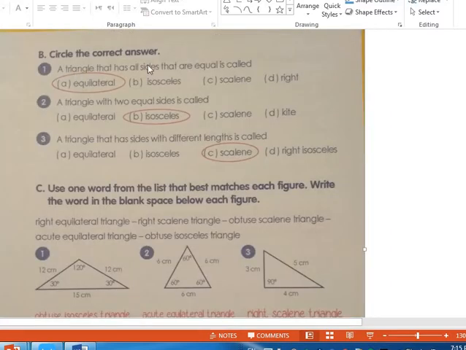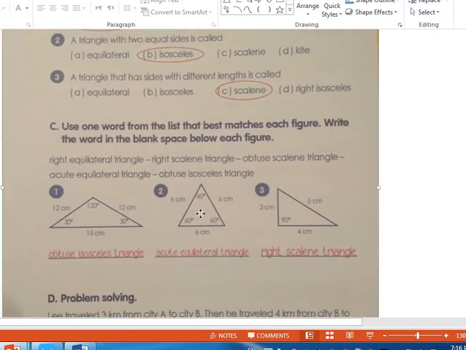Circle the correct answer. A triangle that has all sides equal is equilateral. A triangle with two equal sides is called isosceles. A triangle that has sides with different lengths is called scalene. You should study this well.